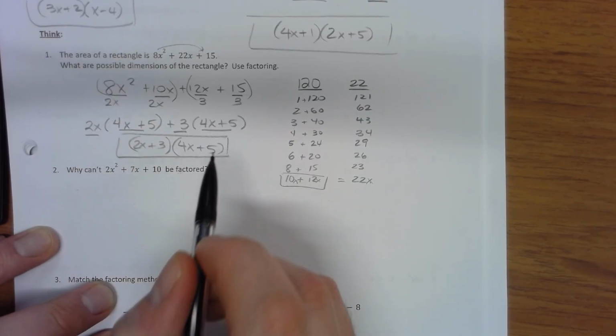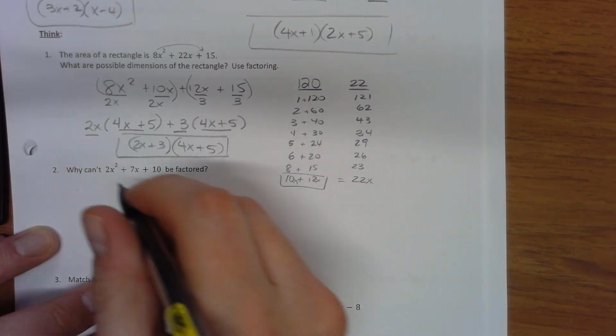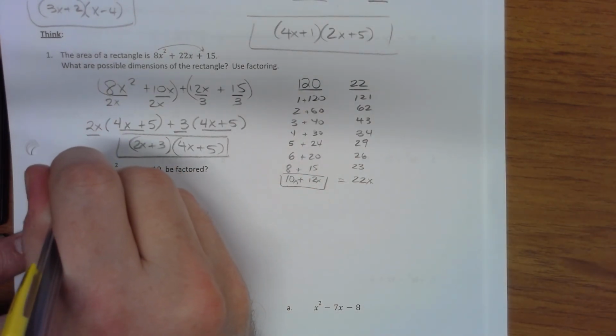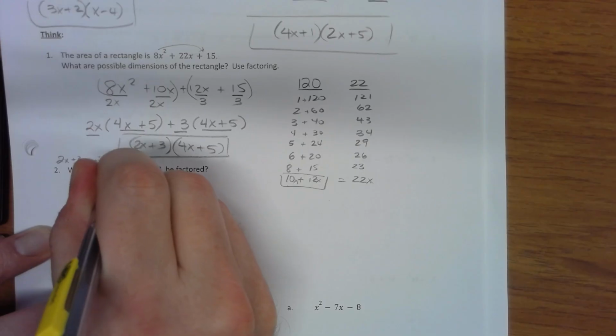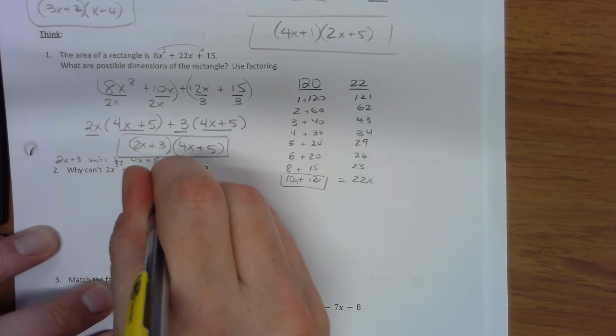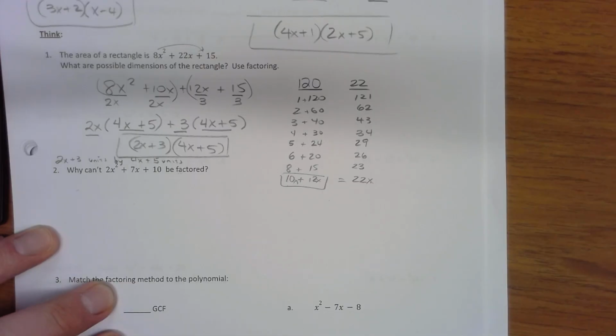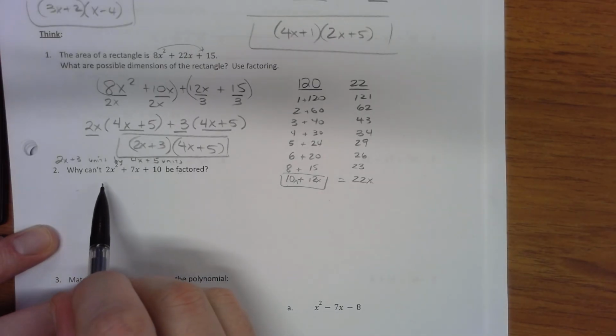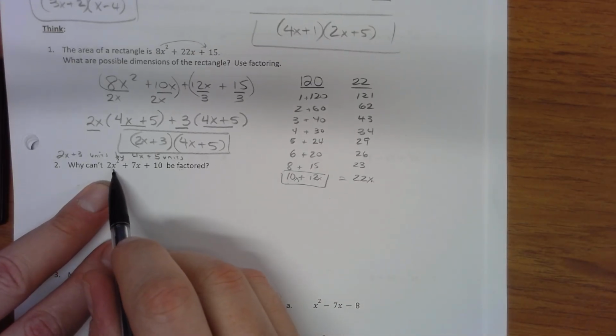So the possible dimensions of this rectangle would be 2x plus 3 units by 4x plus 5 units. Why can't this be factored? Let's make our t-chart. Let's do a times c.